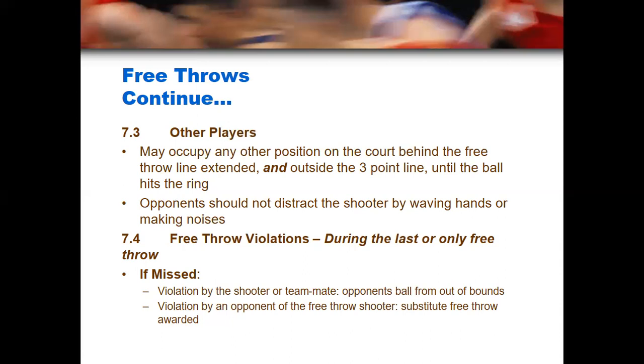Now, free throw violations during the last or only free throw. If the ball is missed, a violation by the shooter or teammate means opponent's ball from out of bounds. So when the shooter throws the ball and it goes out of bounds before anyone else has touched the ball. And then there is a violation by an opponent of the free throw shooter.